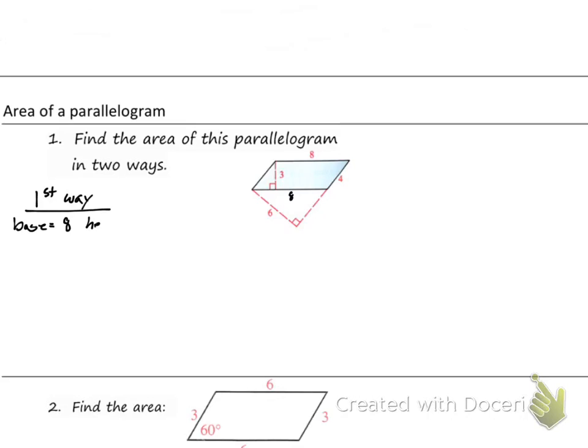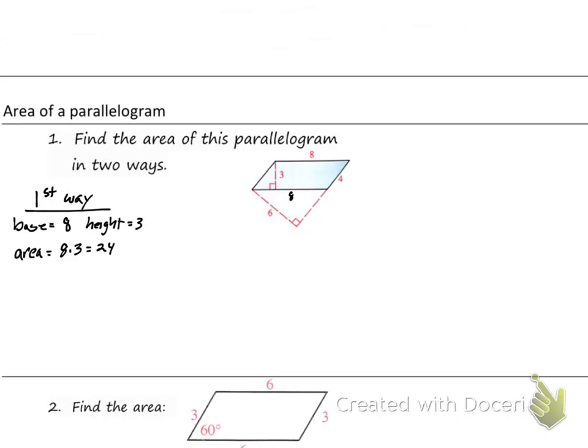Our height, that's going to equal 3. That's what that little dashed line meant. It made a right angle, so we know it's the height. The height will form a right angle. So that means our area is going to equal 8 times 3, which equals 24. Good, good, good. That's one way.